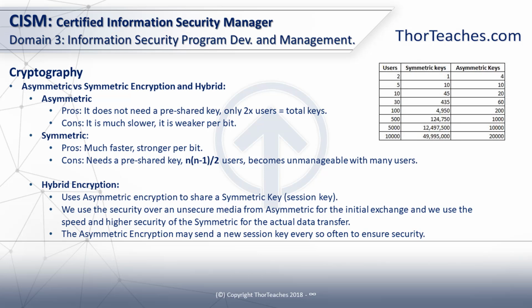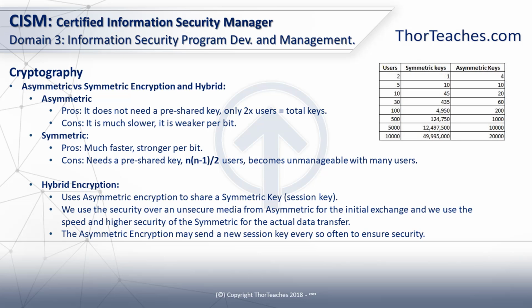For asymmetric encryption, each person has a private and a public key, and it doesn't need a pre-shared key. Those are the good parts. The not so good parts is it's much slower than symmetric encryption, and it is weaker per bit, which then would be the pros of the symmetric. It's much faster and stronger per bit. On the con side, it needs a pre-shared key, and all the encryption through history has been symmetric encryption.